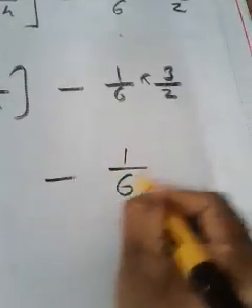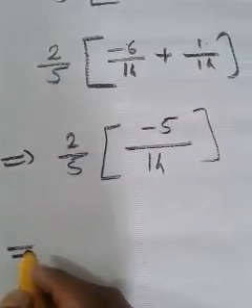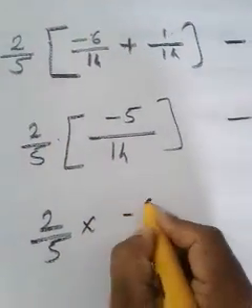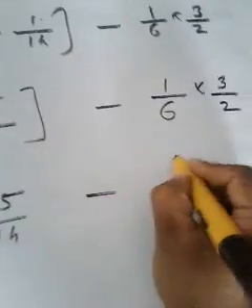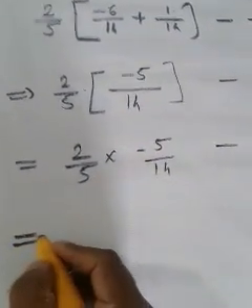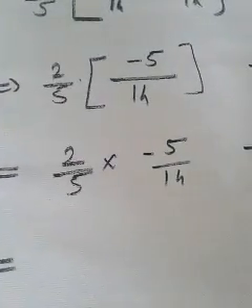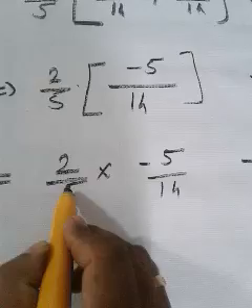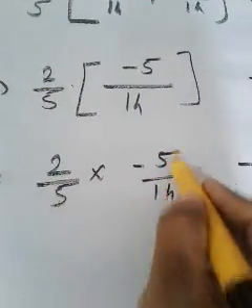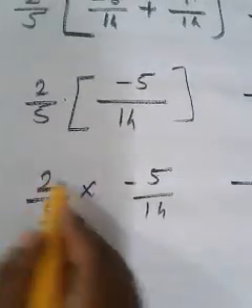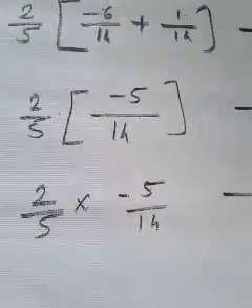Minus 1 by 6 into 3 by 2. Now it becomes 2 by 5, and if there is no sign, it means into minus 5 by 14 as it is, minus 1 by 6 into 3 by 2 as it is. You may have understood, isn't it? That implies, can you cancel any terms? Yes, of course you can cancel. Which terms get cancelled? Can you cancel in this way? This way of cancellation is not possible, because 2 and 5 have no common factor, and 5 and 14 have no common factor. But can you cancel in this way? In 2 and 14, which is the common factor?